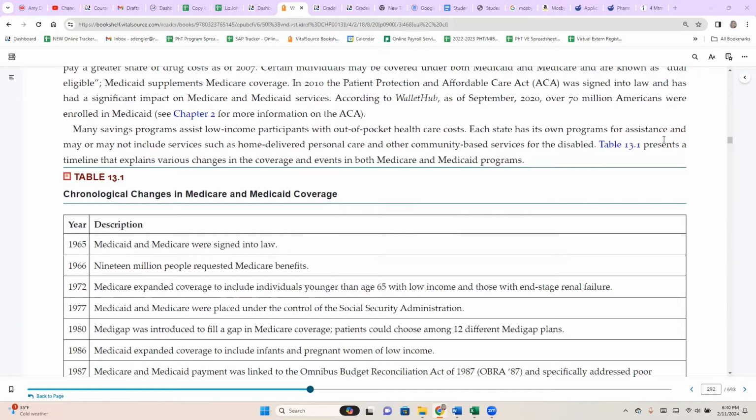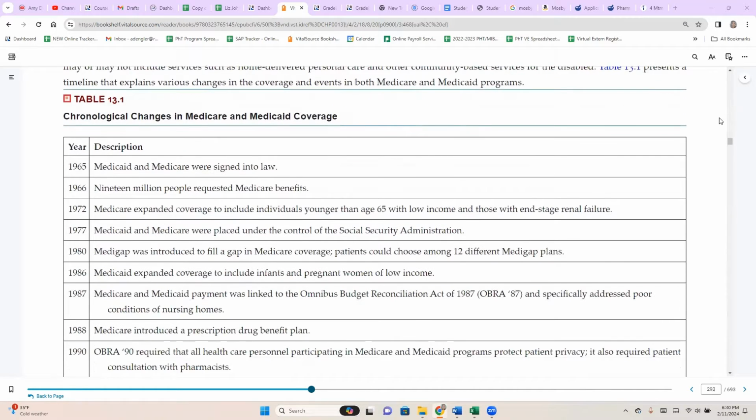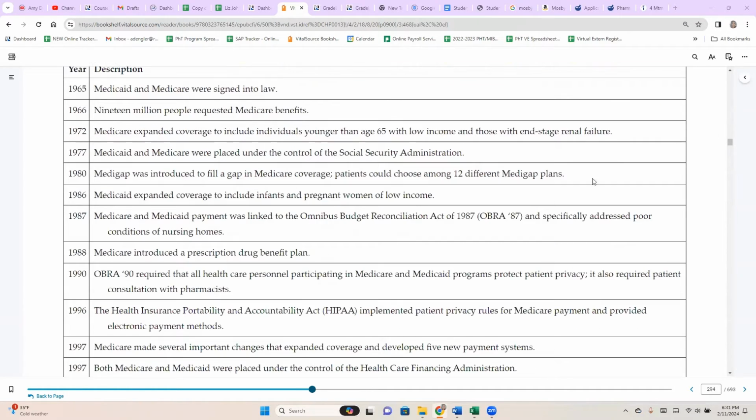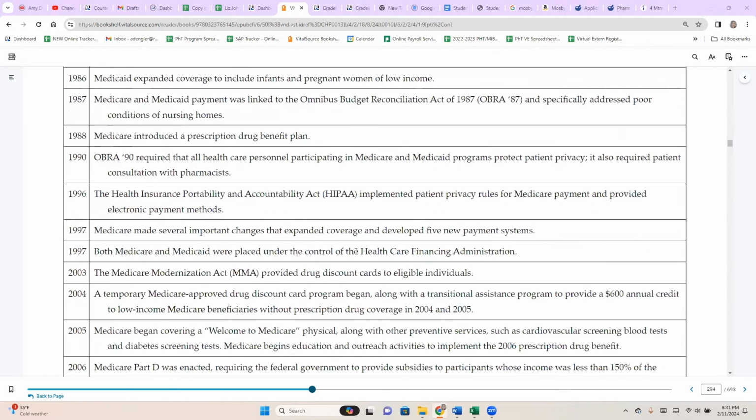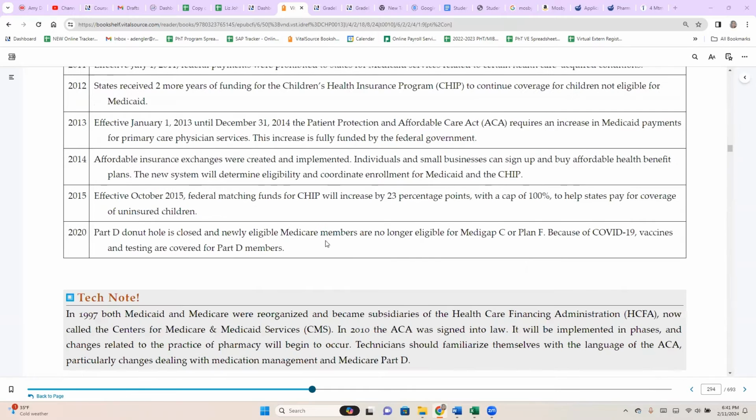Table 13.1 lists the chronological changes in Medicare and Medicaid coverage. This is kind of a nice little chart to see how it has evolved throughout the years. It's still evolving as we go.